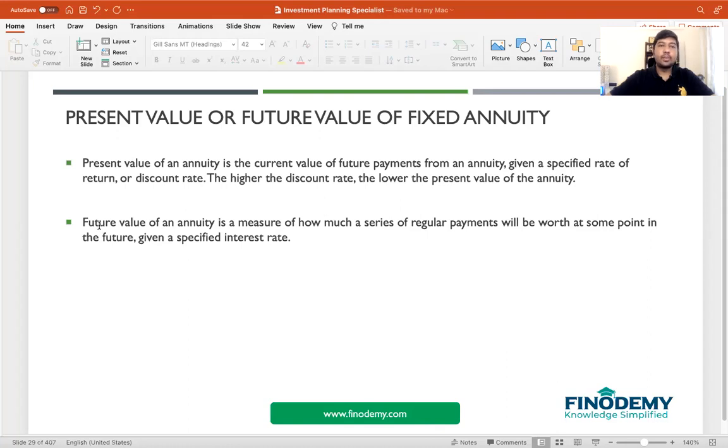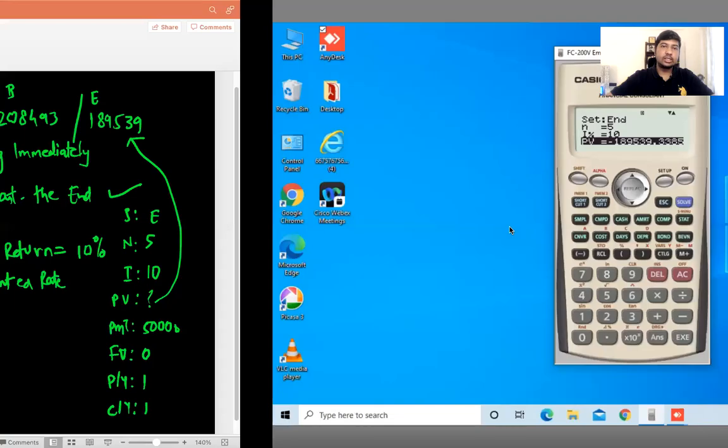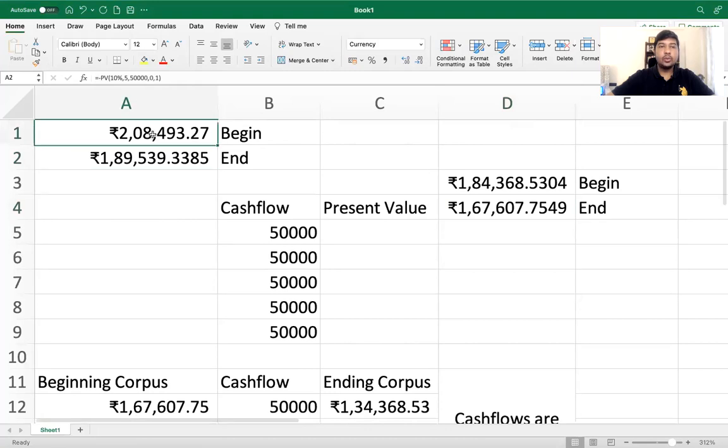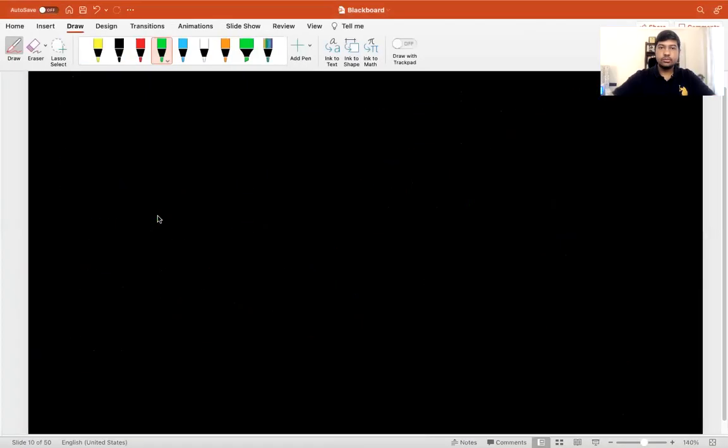Then the second point says future value of an annuity is a measure of how much a series of regular payments will be worth at some point in the future, given a specified rate of interest. Okay. Now, how do we calculate this? Like we calculated the present value, you can also calculate the future value. Now, assuming that instead of you having that 50,000 rupees of cash flow, let's say you are thinking of investing this 50,000 rupees for 5 years.